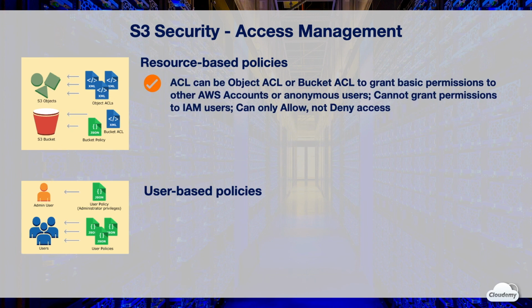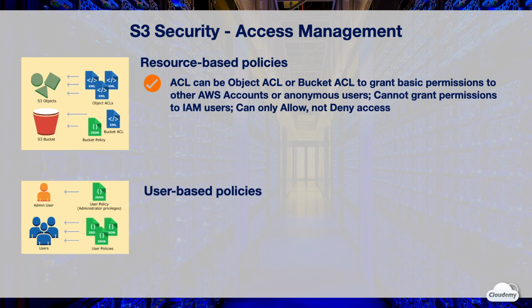Each bucket and object can have an ACL associated with it. An access control list or ACL is a list of grants, identifying the grantee and permissions granted. An ACL can be either an object ACL or a bucket ACL, to grant basic permissions to other AWS accounts or anonymous users. Object ACLs control only object-level permissions, each object ACL is specified per object. Object ACLs are the only way to manage access to objects not owned by the bucket owner.